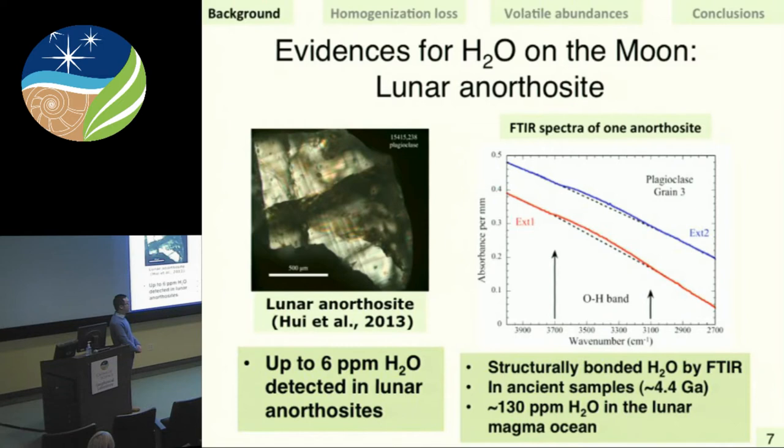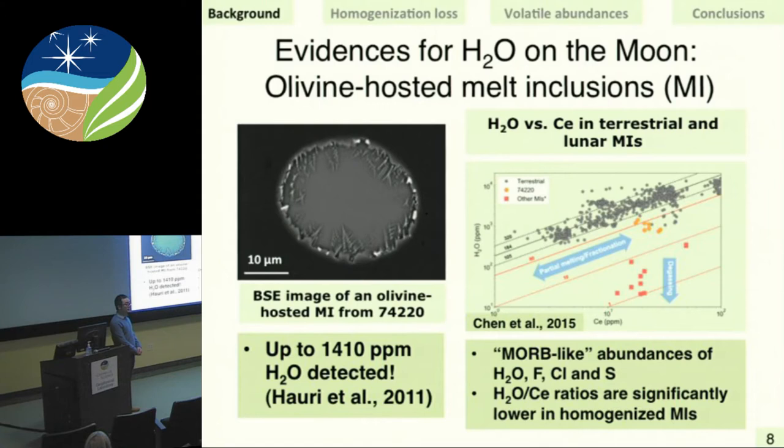And in 2013, people reported up to 6 ppm of water in lunar anorthosites. And this is structurally bonded water inside the crystal measured by FTIR, so there's no concern of contamination. And more importantly, this is a very ancient sample, and it's a direct product from the lunar magma ocean. So detection of water in this type of sample means that the lunar magma ocean should have contained water at some point. Based on the partition coefficient between plagioclase and melt of 0.01, and assuming the plagioclase formed at 80% of magma crystallization, the lunar magma ocean is interpreted to contain about 130 ppm of water.